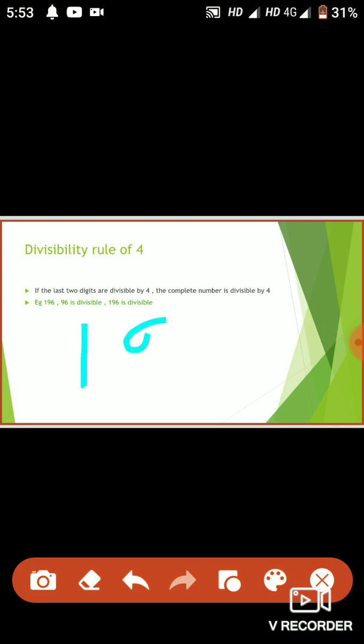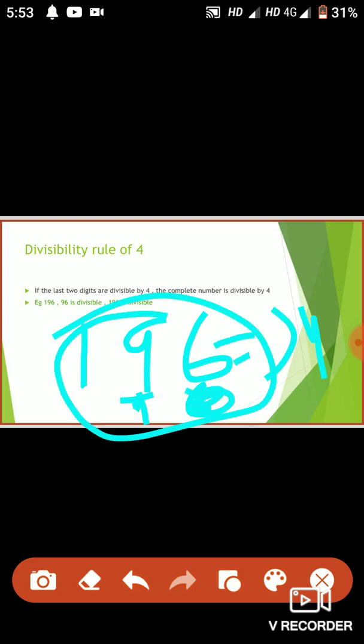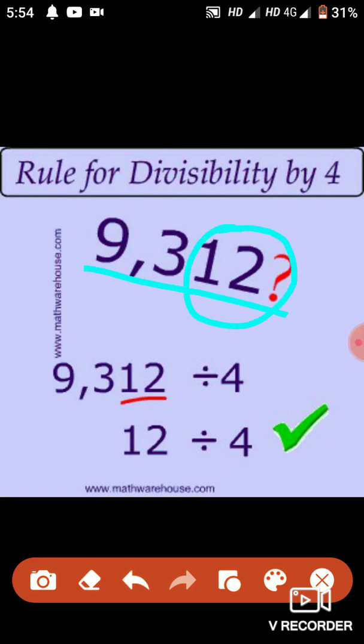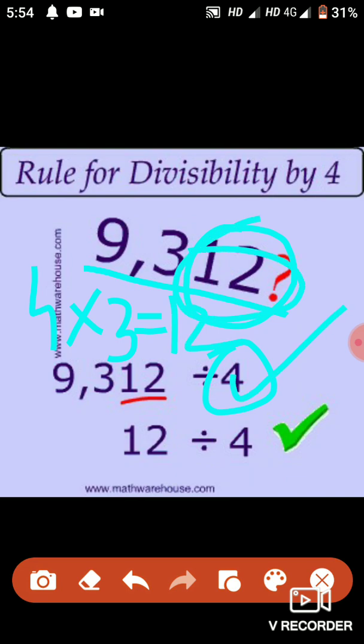196. So the tens and the ones. Because the tens and the ones are divisible by 4, the complete number 196 is divisible by 4. You can see over here 9312. The last two digits, that means the tens and the ones, 12. The number 12 comes in the table of 4. 4 3s is 12. Because 12 is divisible by 4, the complete number 9312 is divisible by 4.